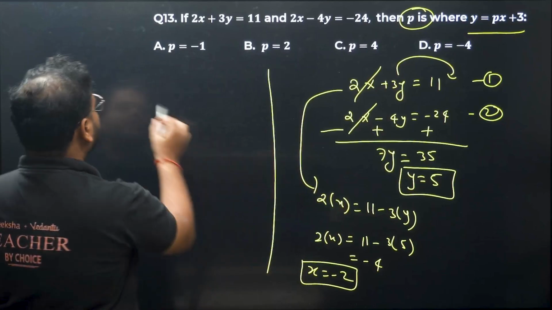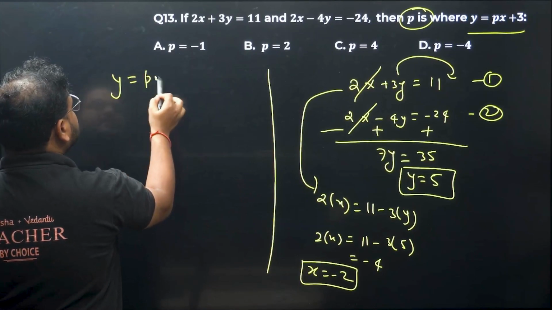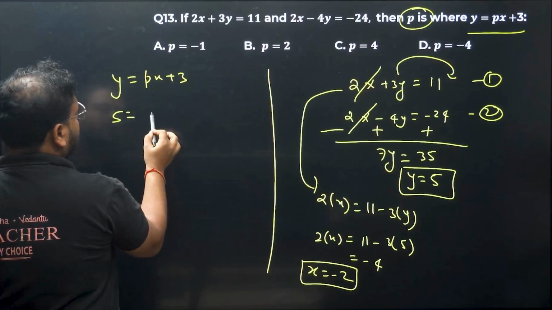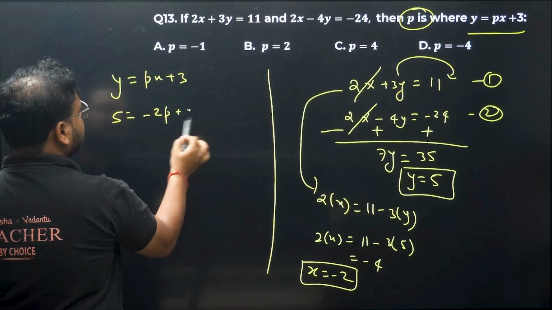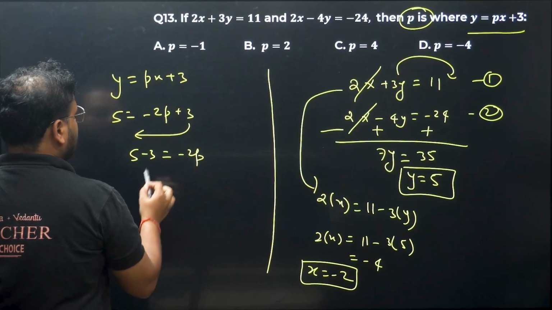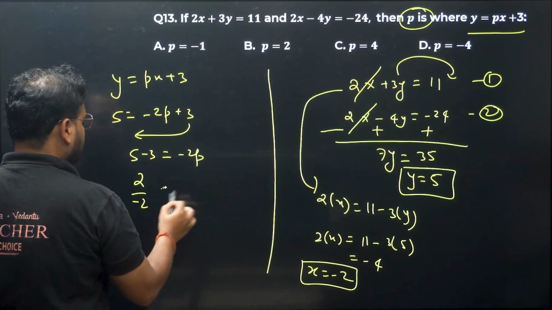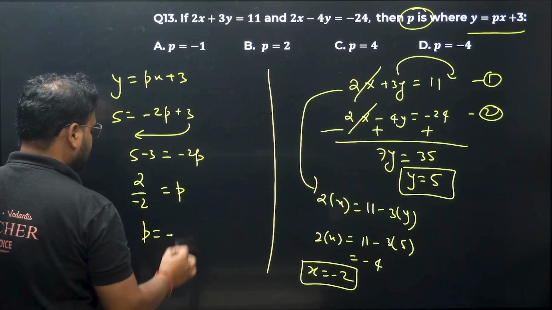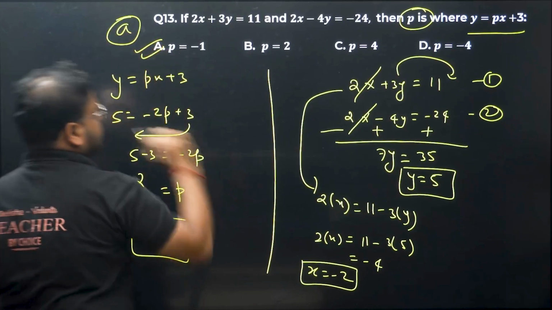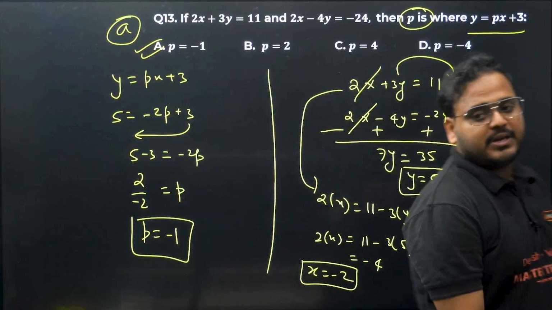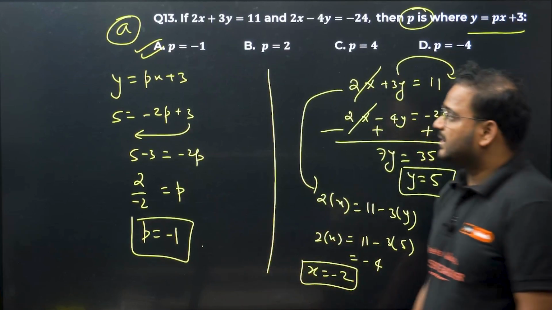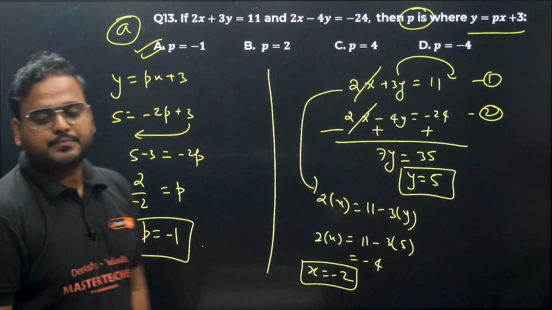Use the equation now. I get y equal to px plus 3. So y is 5 equal to, I get minus 2p plus 3 comes over here. 5 minus 3 equals to minus 2p. This is 2 upon minus 2 equals to p. Hence the value of p is minus 1. Option A is correct. Please check. P is minus 1. Done. 13. Have a look.